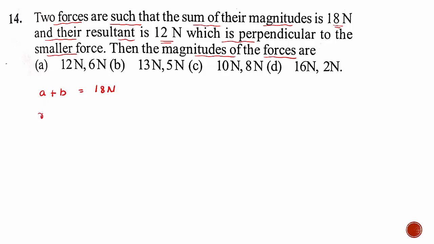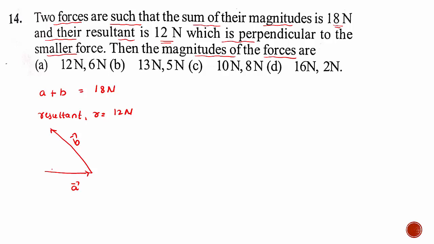We can take the resultant R equal to 12 Newton. And the resultant is perpendicular to the smaller force. Then the magnitudes of the forces are. So we have to find the values of A and B. This is vector A, the first force. Then I am going to consider the second force in this direction. We can consider this as vector B.